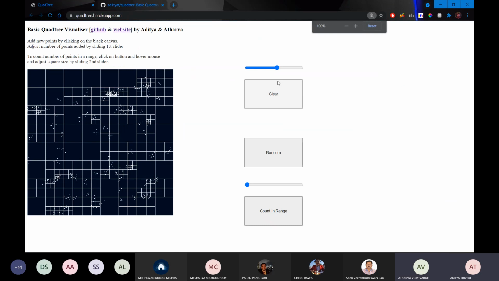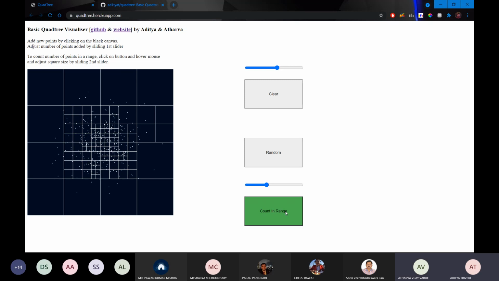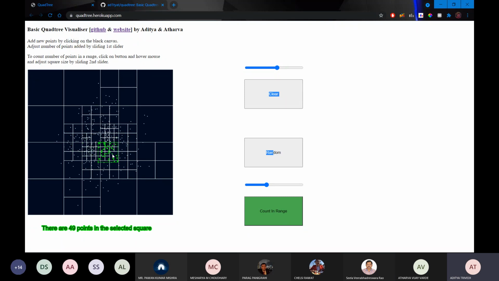Now, here are just a few random distributions. And now we can count in a given range. This square is the given range, but we can also modify it to be a circle or rectangle, whatever. And as shown in the algorithm, this is how it works. There's an intersects function, and it recursively goes into the nodes. So yeah, that's all for the demo.